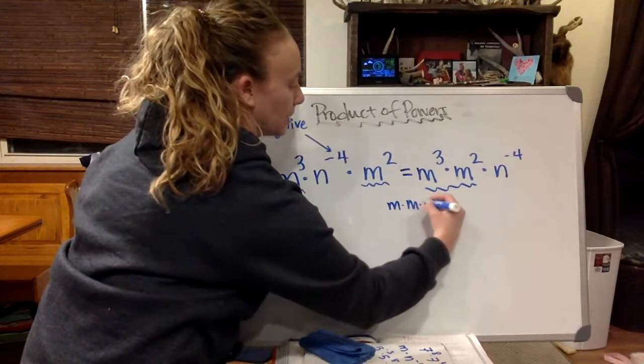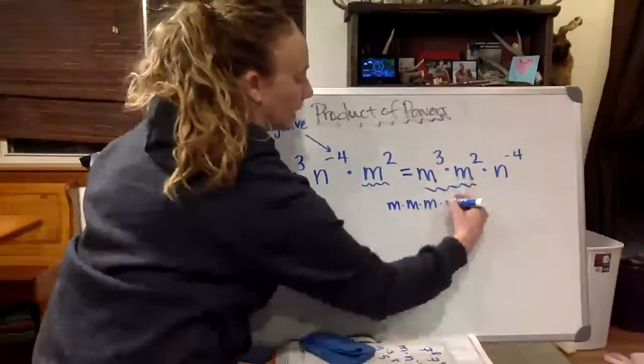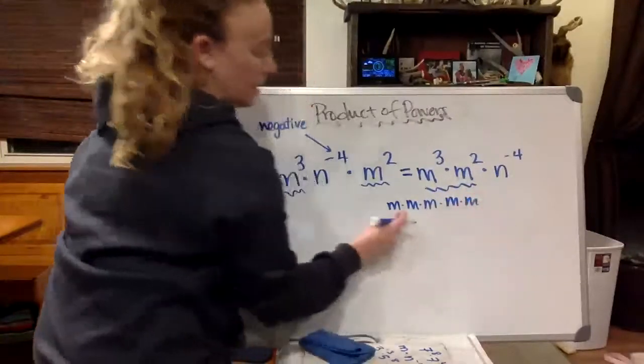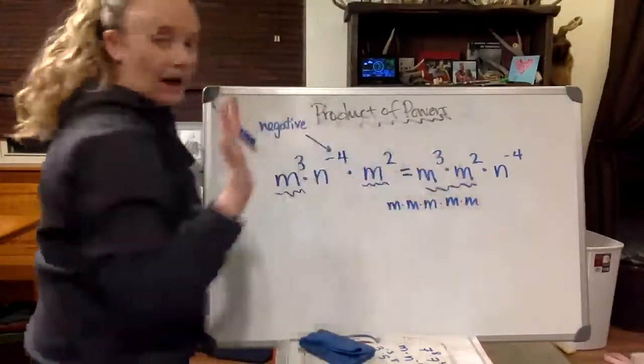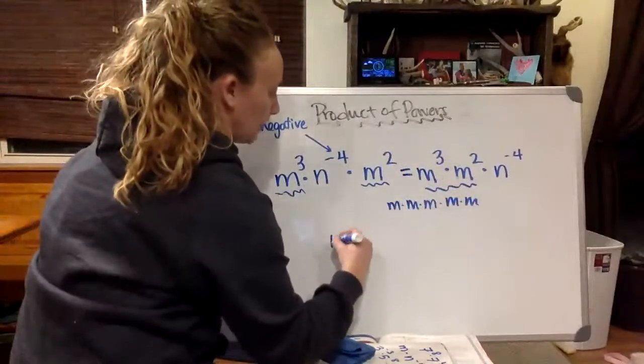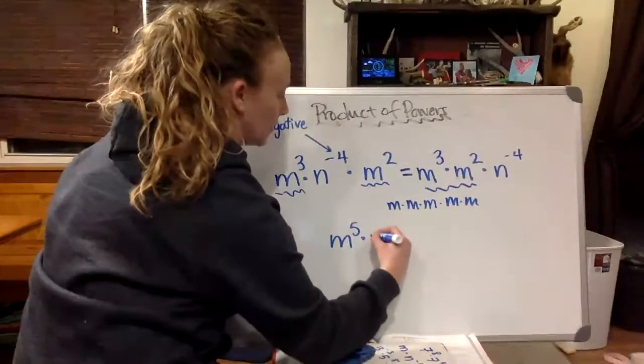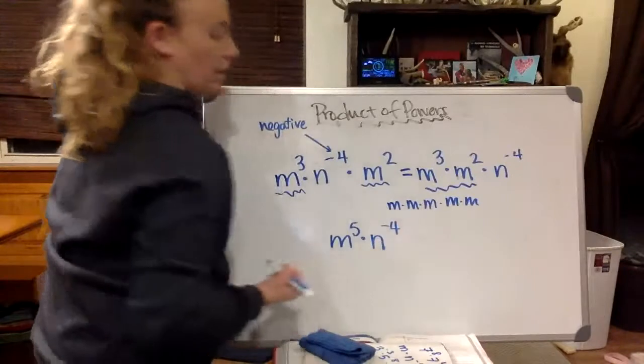m to the third is m times m times m. m to the second is m times m. That's 1, 2, 3, 4, 5 m's. So I can rewrite this as m to the fifth times n to the negative fourth.